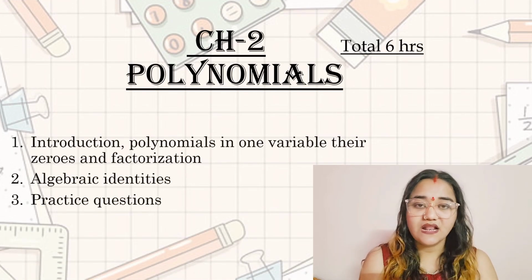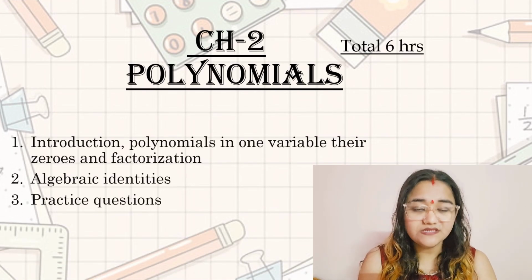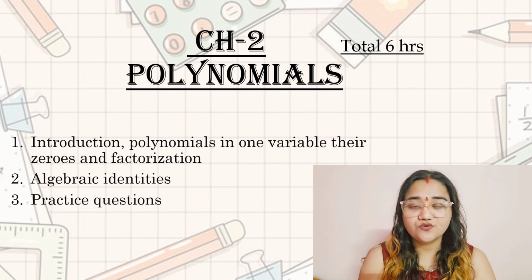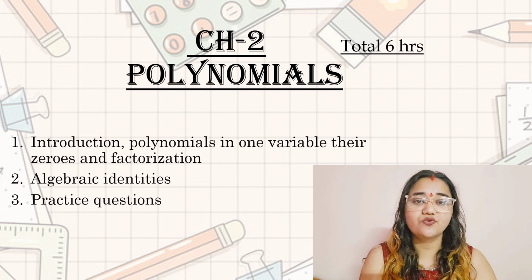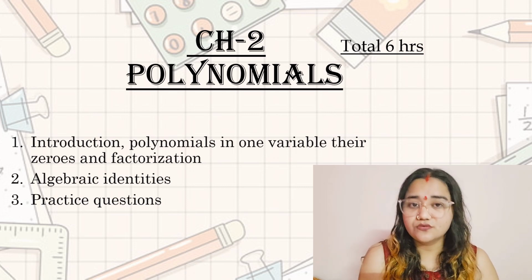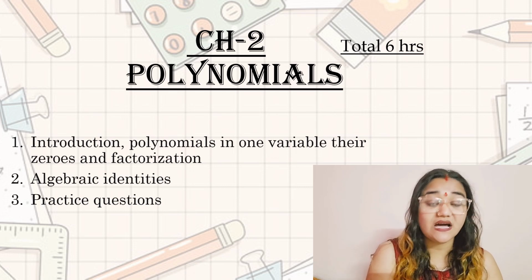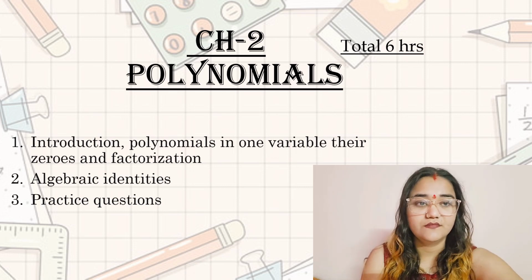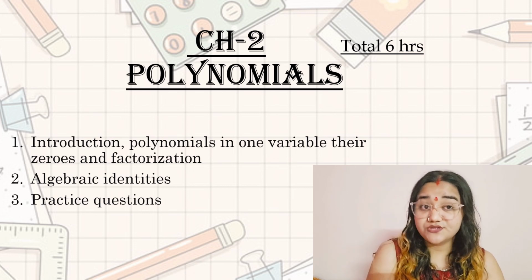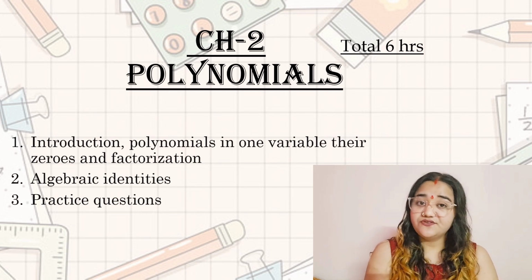Second chapter in class 9th NCERT book is polynomials. In this, we have already studied polynomials in class 8th. So we know basic things. In this, we are just going to extend it a little bit: polynomials in one variable, the zeros or the solutions of the polynomials, and how we are going to find them out. Various methods such as factorization, substituting the values and all, hit and trial method.